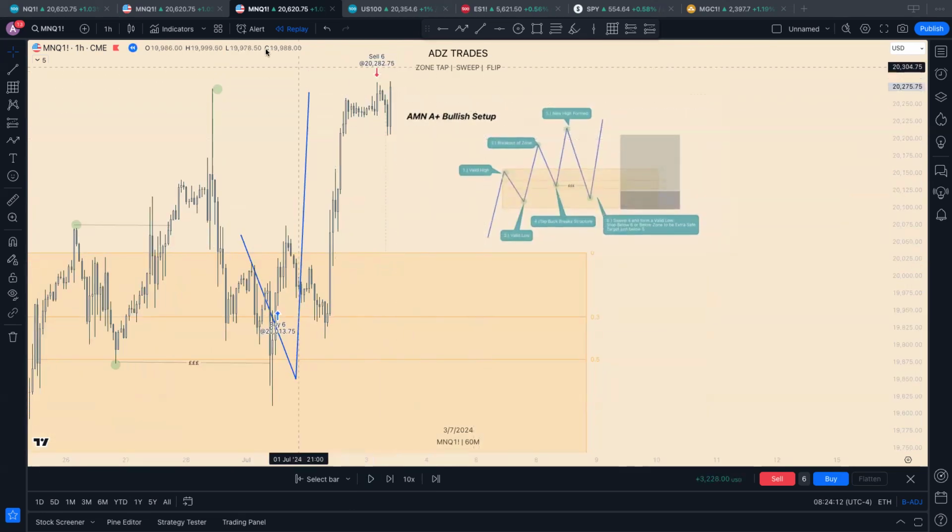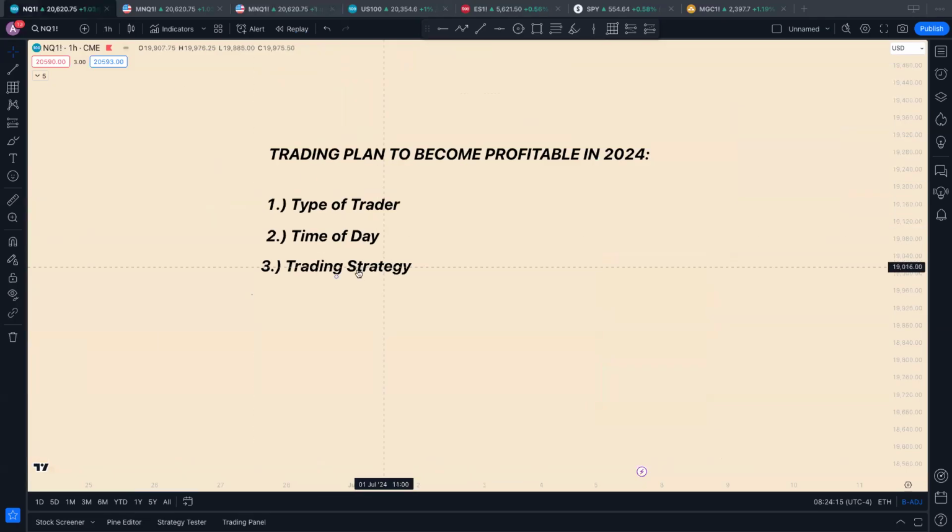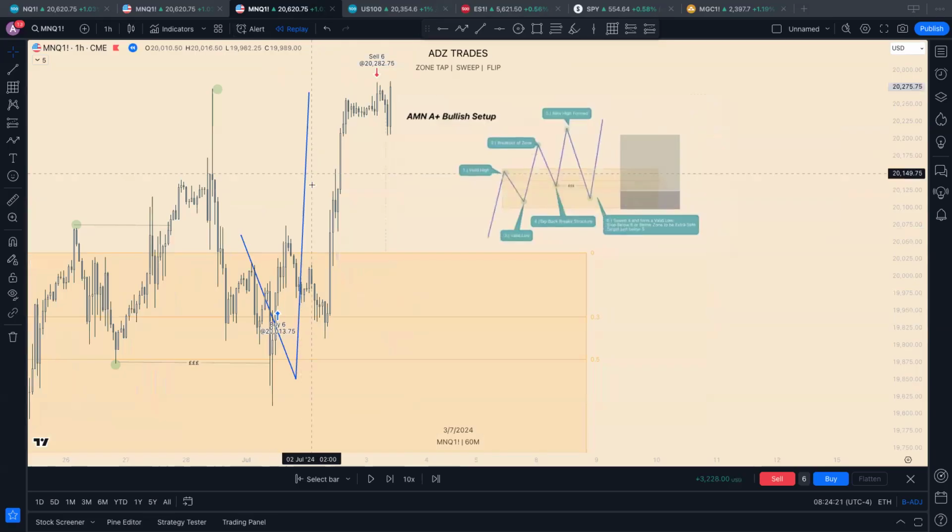So if we look at this, back at the original thing, which was the type of trader we are, are we a swing trader or are we a day trader? So if you were a swing trader and you were using this, right?